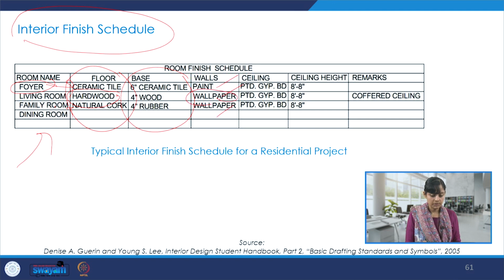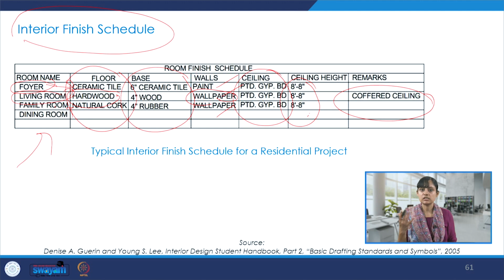So we have wallpaper here in the living room. So those kinds of details. Then what is the ceiling like, gypsum board or any other material, ceiling height. And it will depend on services and whether you are going for a false ceiling or not. And also sometimes there may be remarks, like specific details, coffers in the ceiling, POP work in the ceiling, etc.